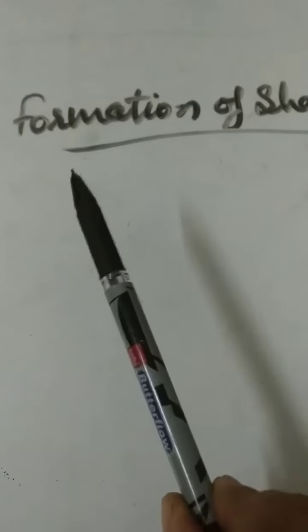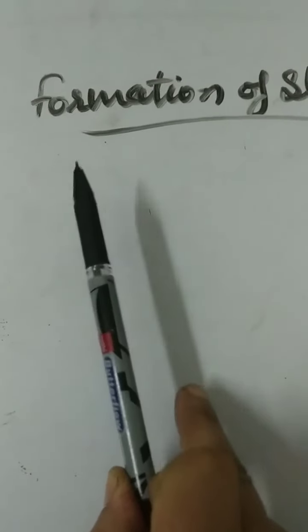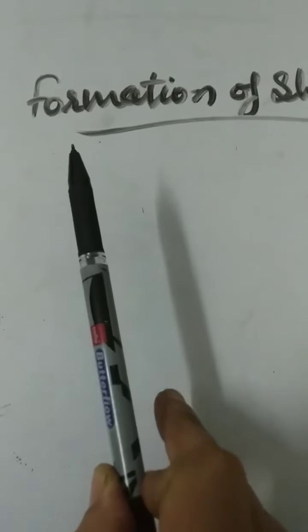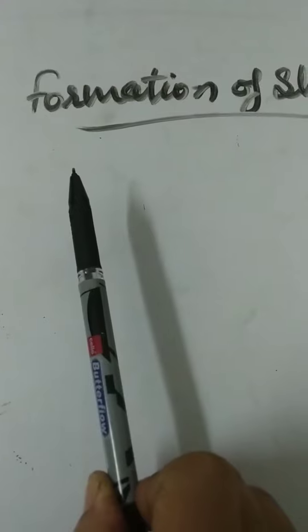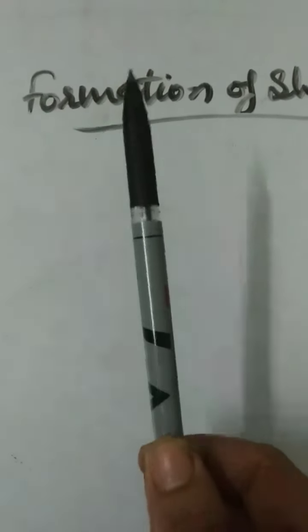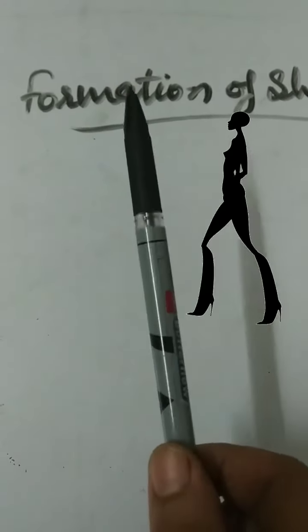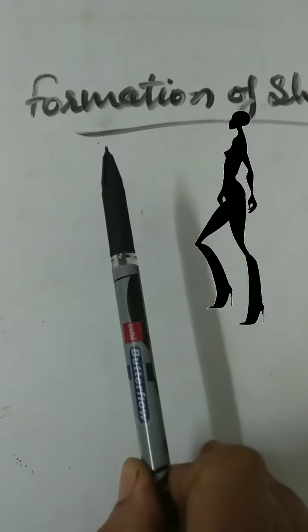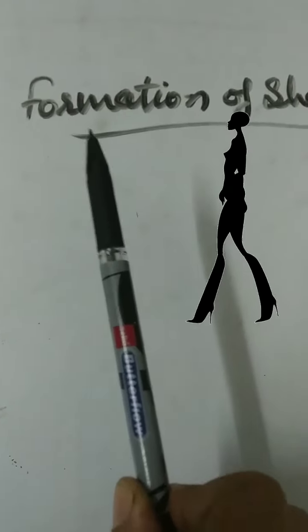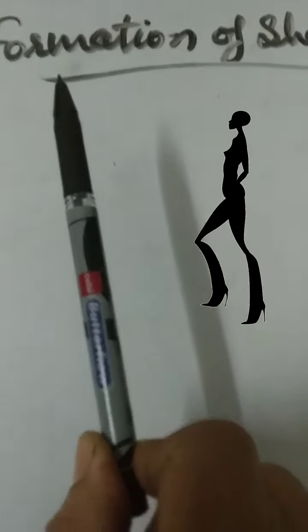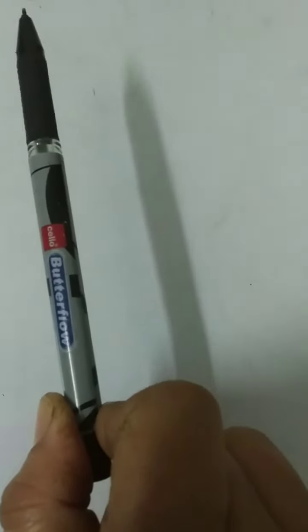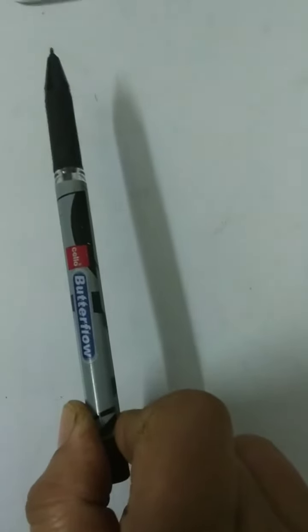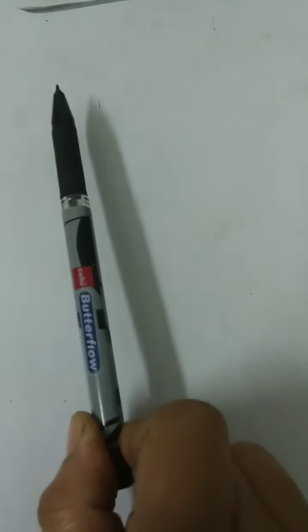When an opaque object is placed between a light source and a screen, this board acts like a screen, the tube light acts like a light source, and the pen acts like an opaque object. When an opaque object is placed between light and the screen, it blocks the light rays and a dark patch called the shadow of the object is formed on the screen.